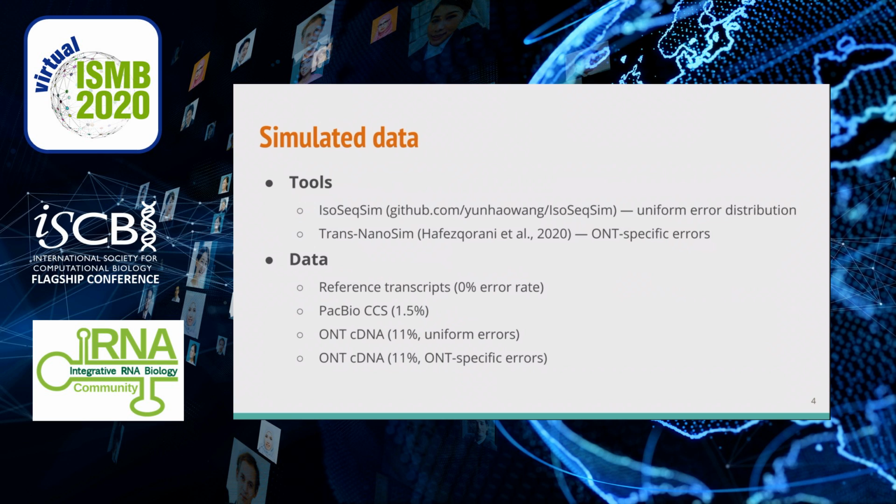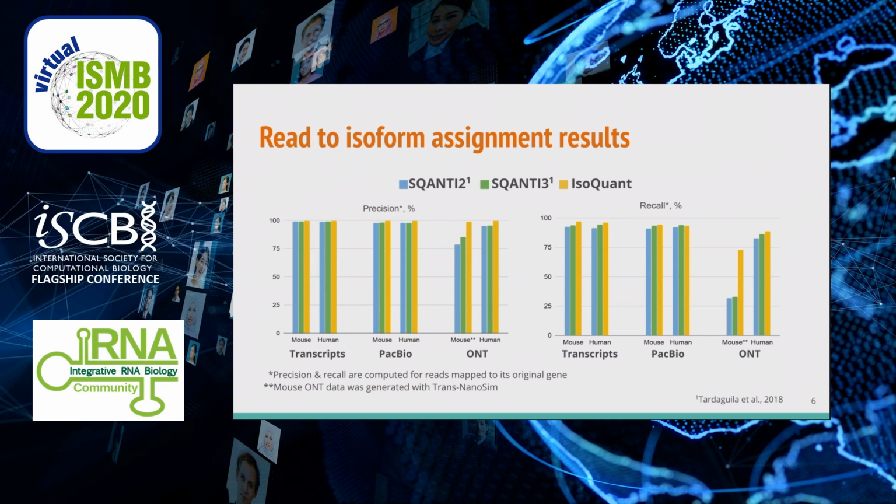We tested IsoQuant against Scanty tool on all simulated data we generated. As you see on transcripts and PacBio data, both tools have nearly perfect precision and very high recall. However, when it comes to nanopore data, recall drops significantly and precision for Scanty also decreases. However, IsoQuant manages to keep high precision on both nanopore datasets.